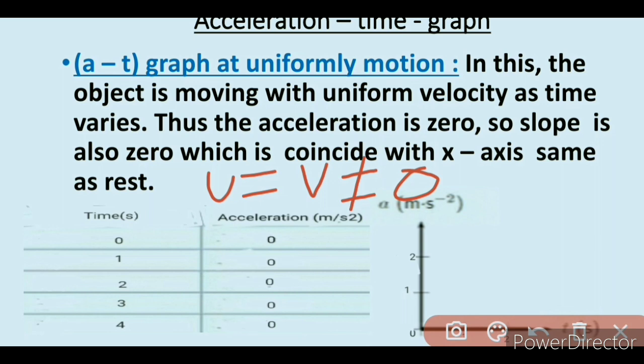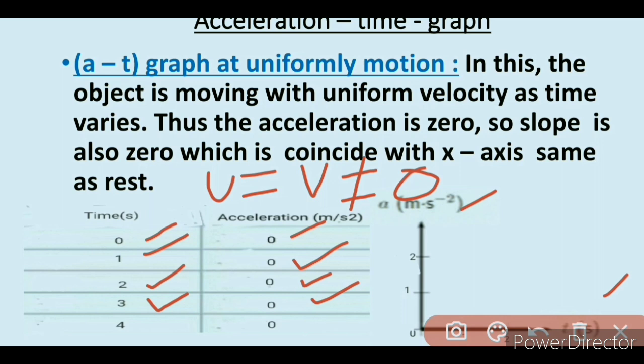Now we have a graph between acceleration and time. When time is 0, acceleration value is also 0. When time is 1 second, acceleration is also 0 meter per second square. When time is 2 seconds, acceleration is again 0 meter per second square. When time is 3 seconds, acceleration is again 0 meter per second square.